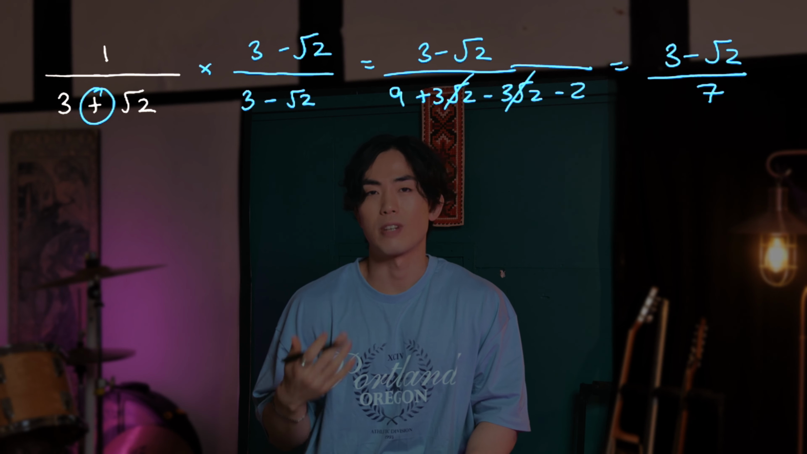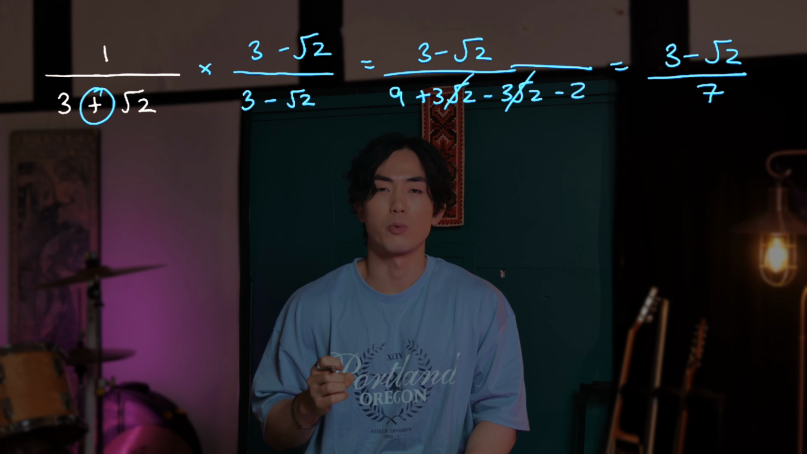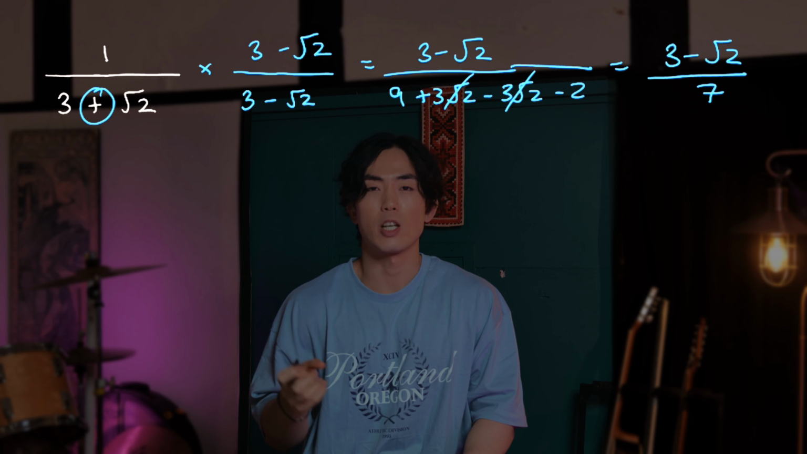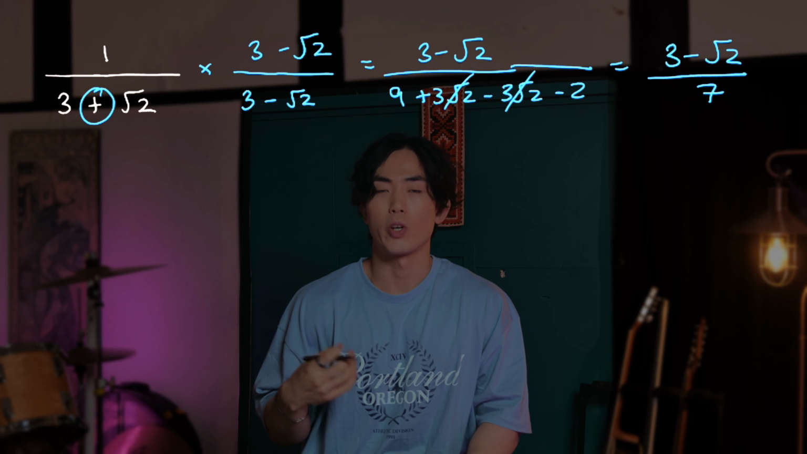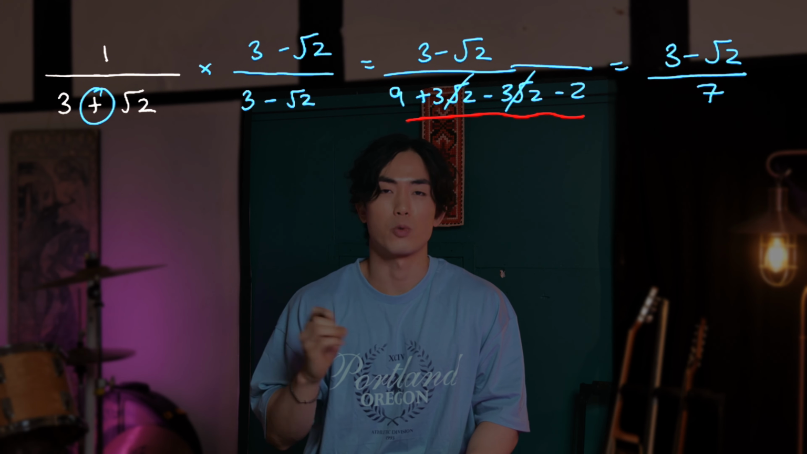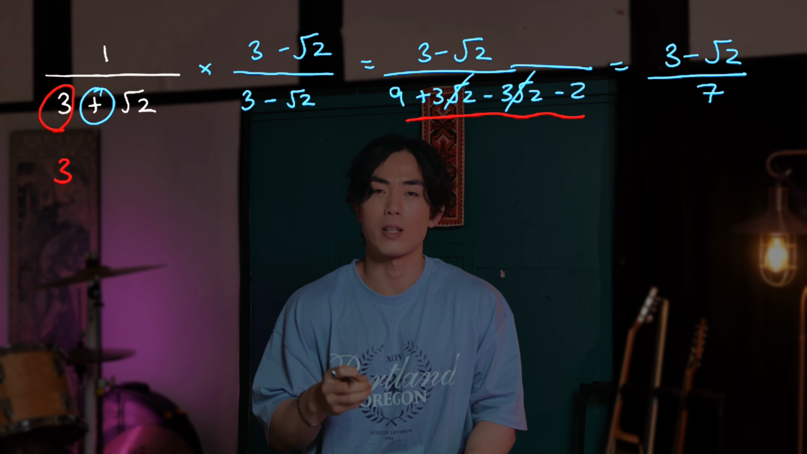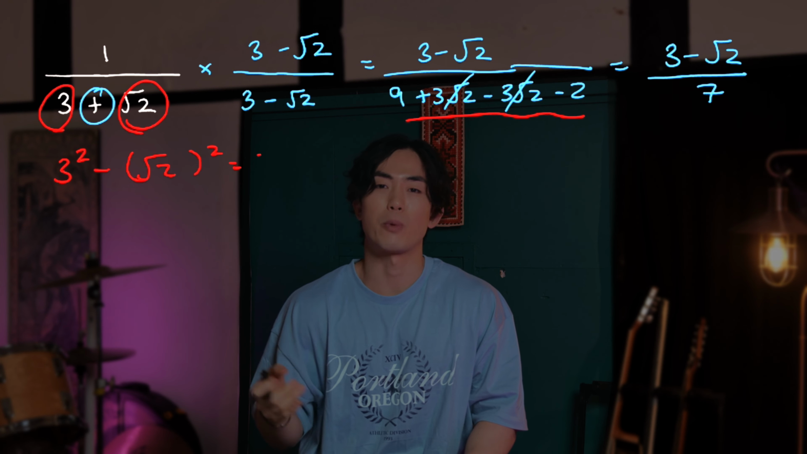A quick tip when rationalizing the denominator is, when you multiply out the denominator, you don't need to rewrite what we just rewrote here. What you can just do is square each number and then subtract. So in this case, it was 3 squared minus root 2 all squared, which is 2. That's how we get this 7.